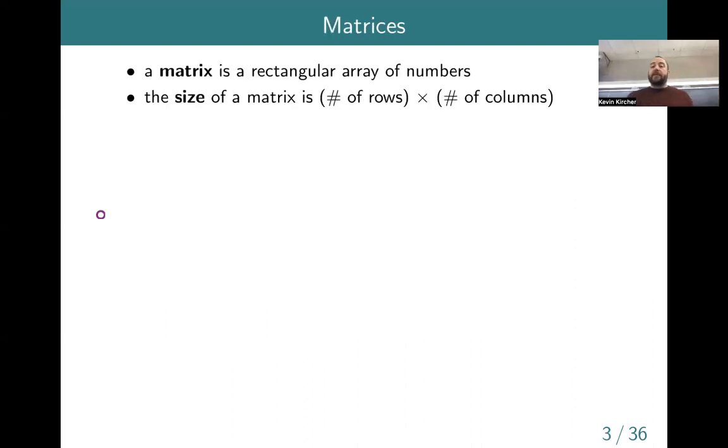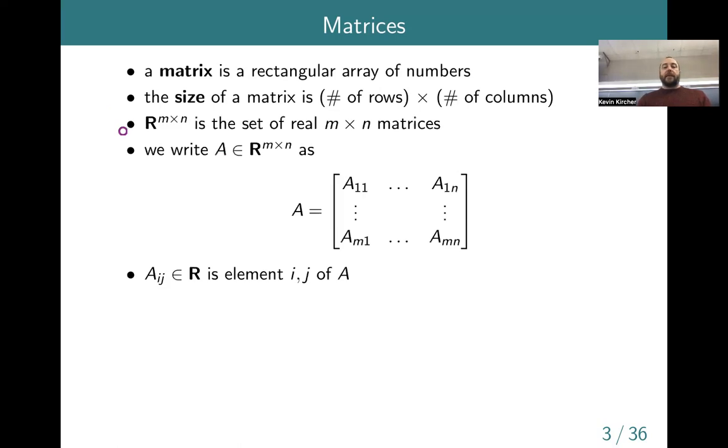Okay, so that's vectors. A matrix then, rather than being a list of numbers, is an array of numbers, a rectangular array specifically. And the size of a matrix, we say, is just the number of rows by the number of columns. And we say R m times n, or m by n, is the set of real matrices that have dimension m by n.